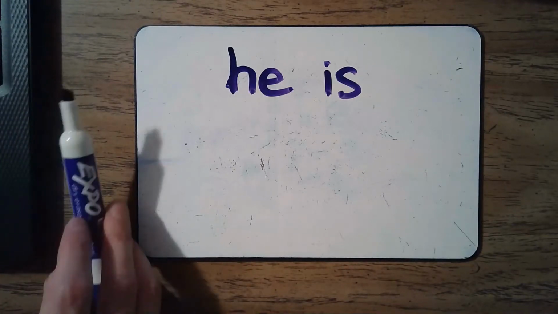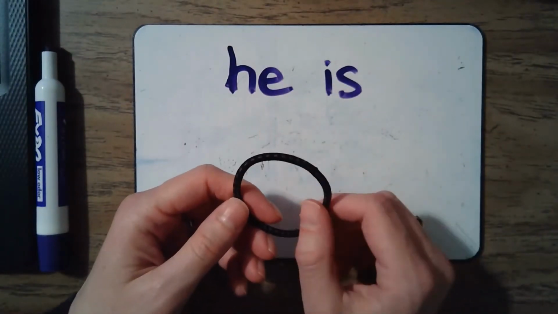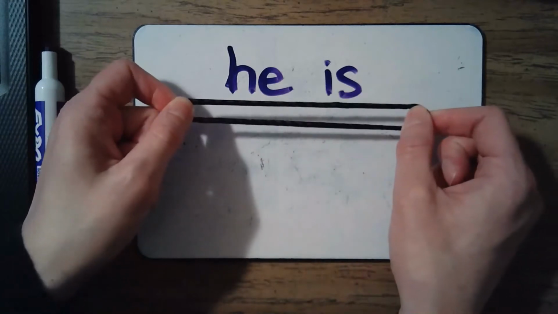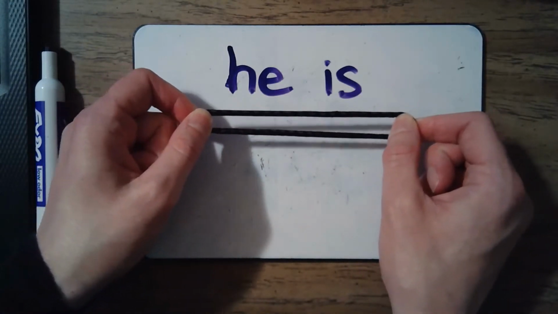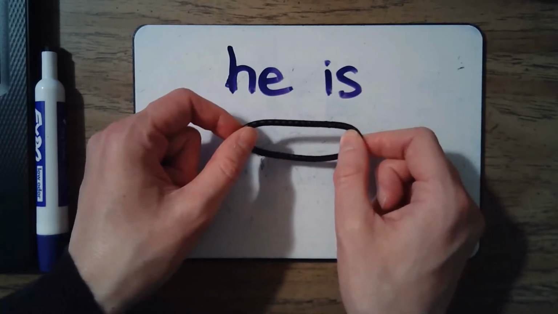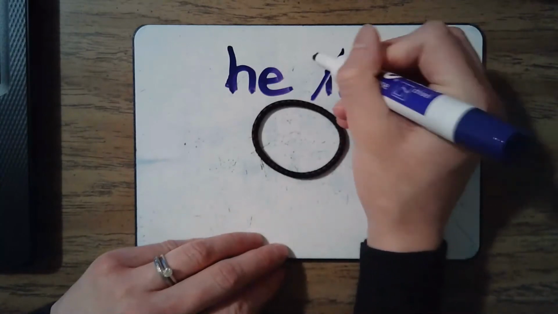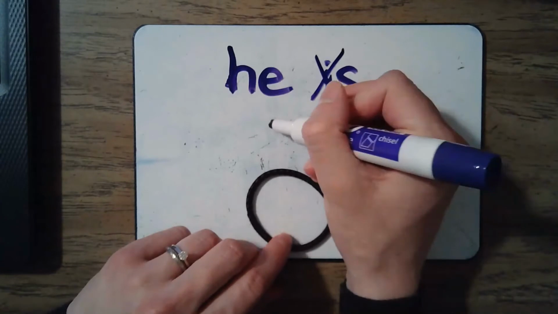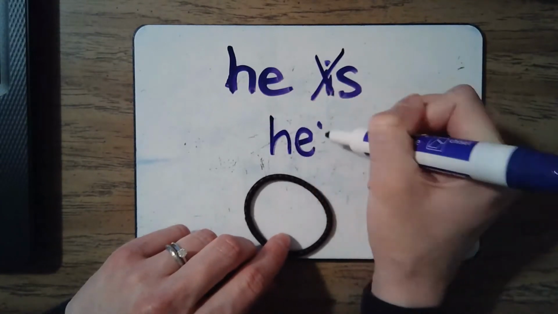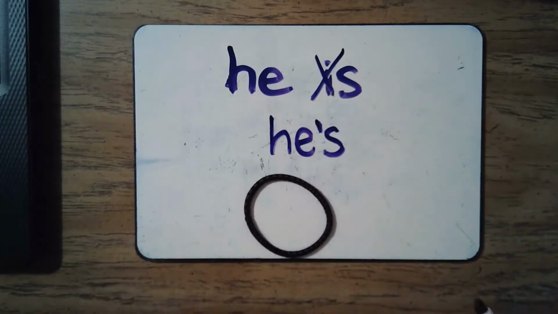All right, let's take a look at what it looks like when we make a contraction. We're going to start with two words, he is, and these are stretched out, it's long, just like a stretched out elastic, and we're going to make a contraction, we're going to contract, make it smaller. In order to do that, I'm going to get rid of this I here. So think of that I as gone. And now I'm going to make the word he's. So instead of saying he is happy, we can just say he's happy.